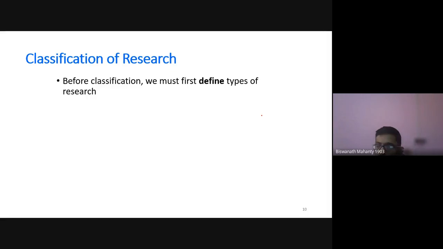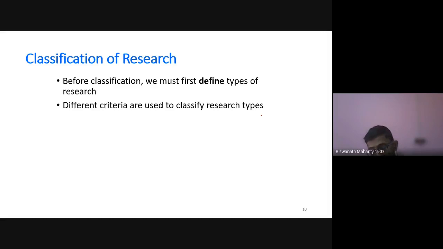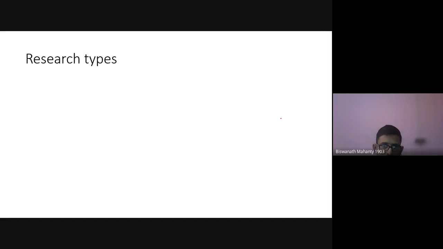Now, classification, right? I told you there can be different classes of research. Classification means some research can be only analytical research, some is theoretical research, some is about basic science, understanding the phenomena, some can be applied research. So this way research is also classified. So we must define the different kinds of research, and the different criteria used to classify each type of research.